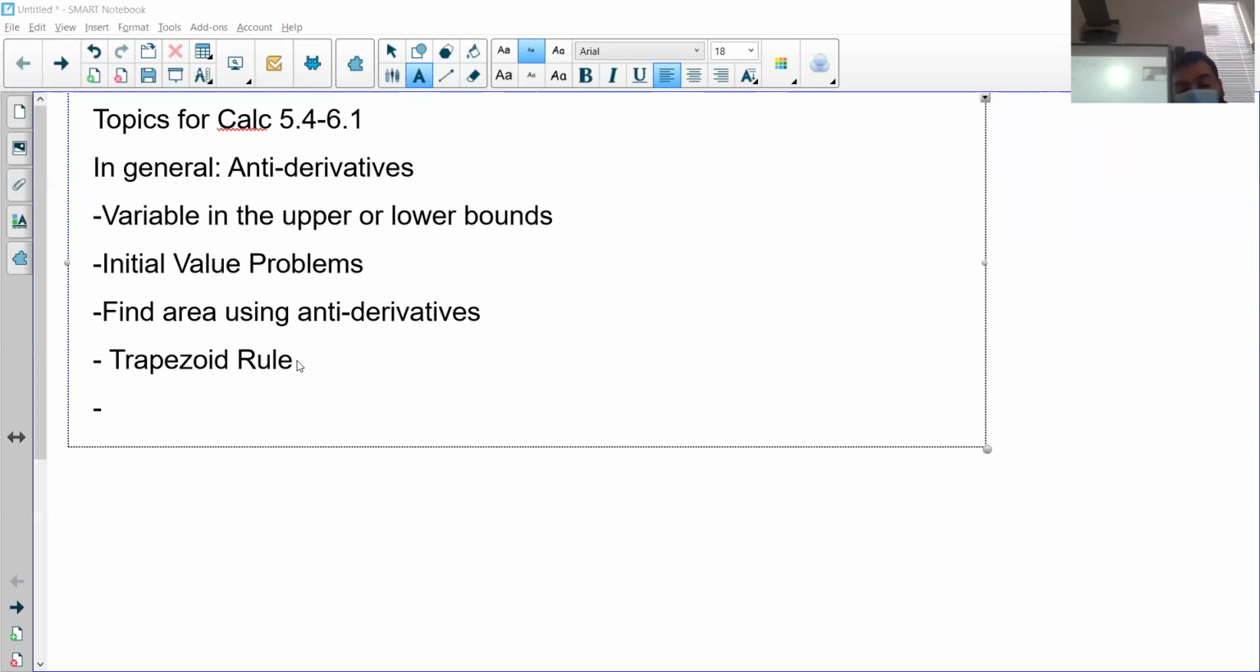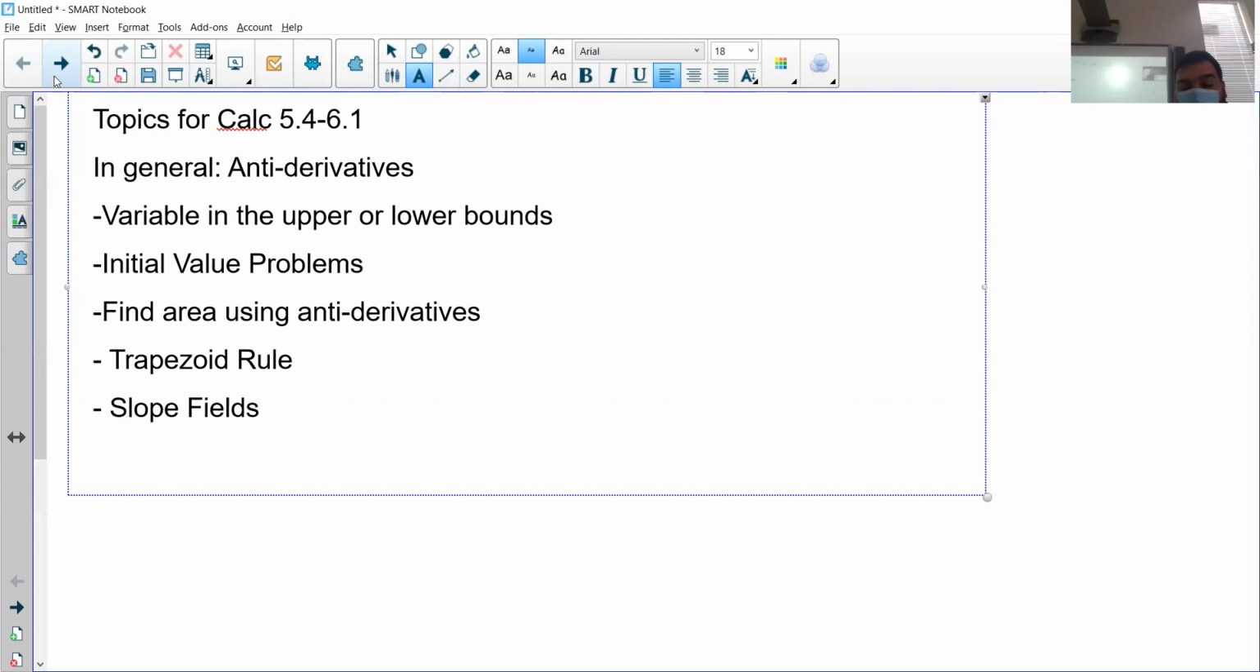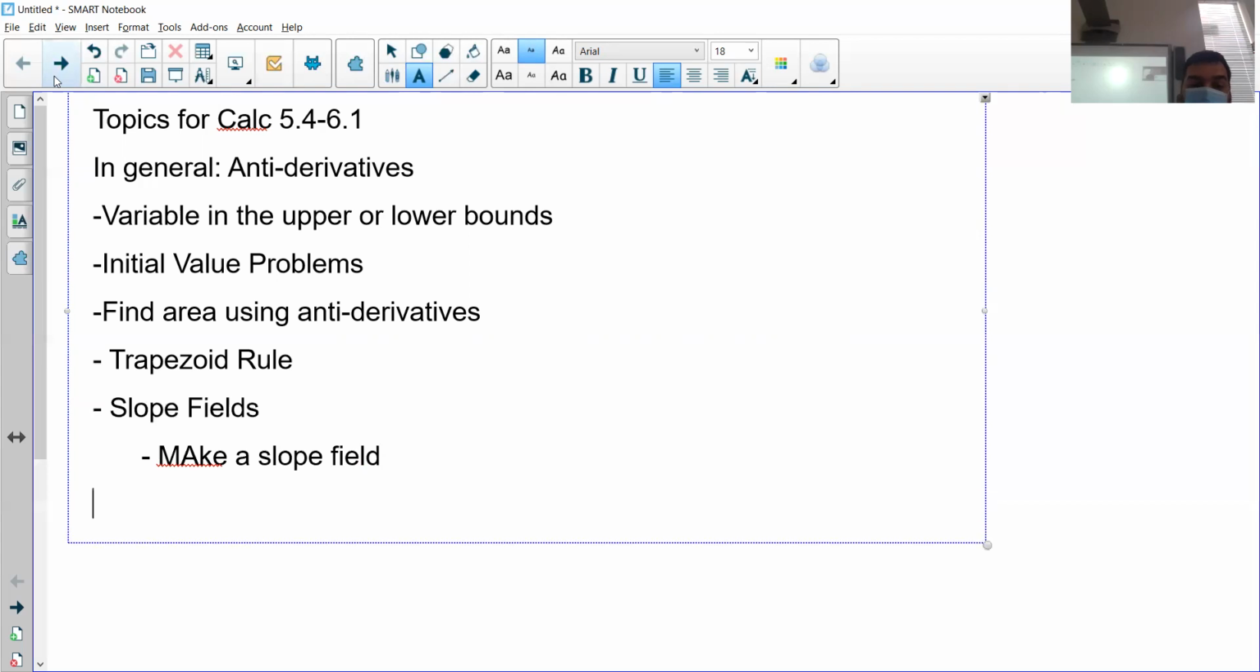Okay, so slope fields. In slope fields, you'll have to make a slope field. You will also have to match the slope field. I'll give you the slope field and an equation, and you can tell me which one goes with which. It'll be like four options or something. It's more of a matching question, to be fair.